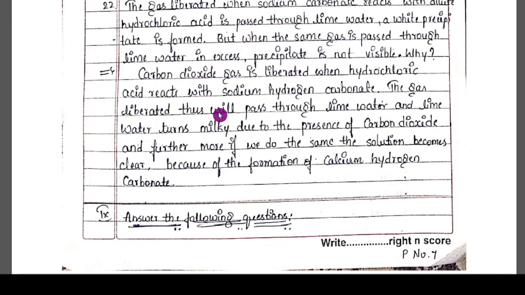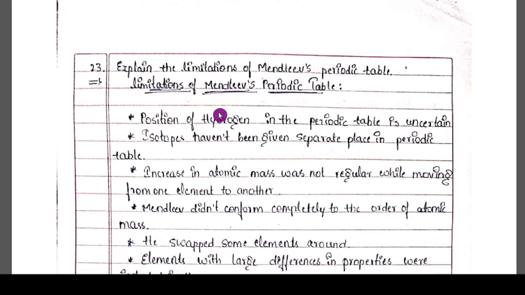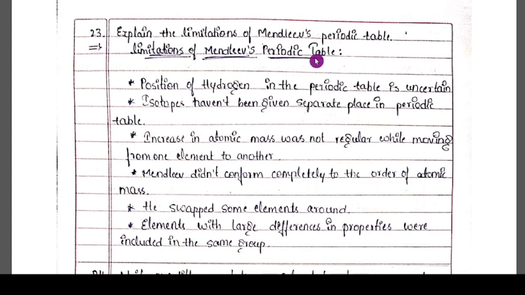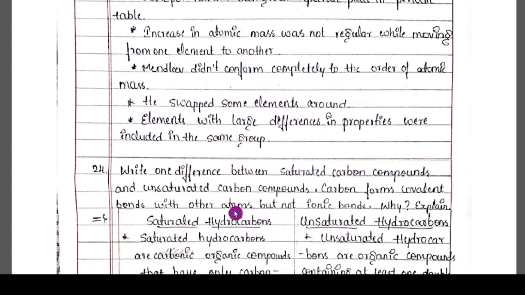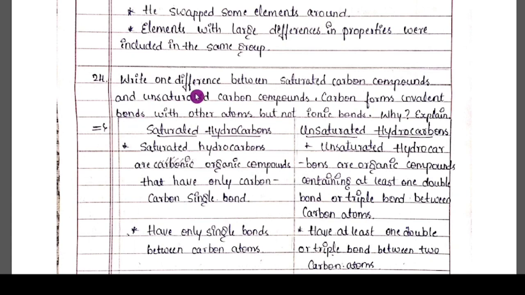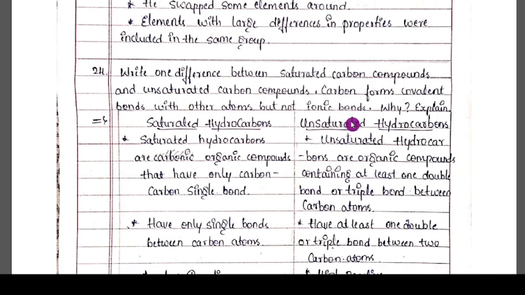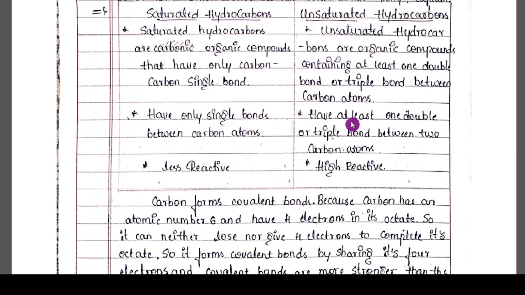Next, 9th mark, answer the following questions. 23rd question, explain the limitations of Mendeleev's periodic table. Here I have given the points, so you have to practice, children. The next one is 24th, write the differences between saturated carbon and unsaturated carbon compounds. Here also I have given the answer, so you follow this.